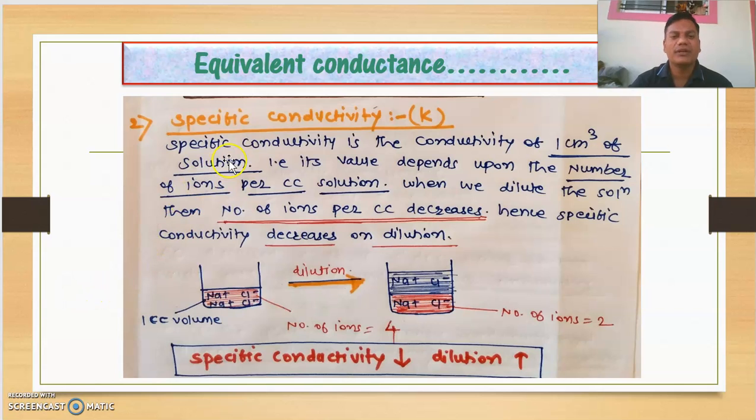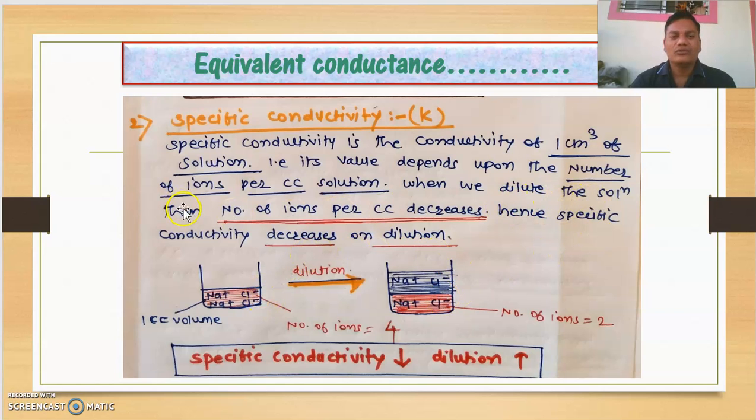So now see specific conductivity. Now what is the specific conductivity? First of all we have to understand this one. So it is the conductivity of 1 cm cube of solution. You can see here 1 cm cube of solution. That is, its value depends upon the number of ions per cc. म्हणजे स्पेसिफिक कंडक्टन्स कशावरती डिपेंड आहे? नंबर ऑफ आयन्स वरती. म्हणजे 1 cc मध्ये एकूण किती आयन्स प्रेझेंट आहेत, त्याचा सुद्धा डायग्राम मी खाली इथे दाखवलेला आहे. हा डायग्राम बघितल्यानंतर तुम्हाला समजायला सोपं जाईल.